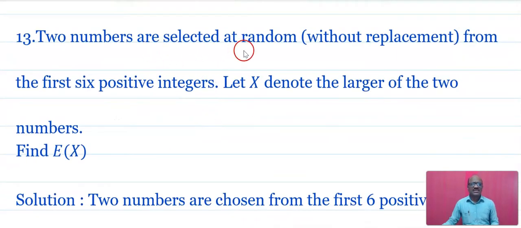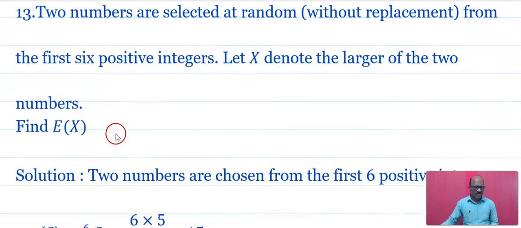Two numbers are selected at random from the first 6 positive integers. Let X denote the larger of the two numbers. What is that? Two numbers are selected at random without replacement from the first 6 positive integers. X denotes the larger of the two numbers. Okay, then find E of X.